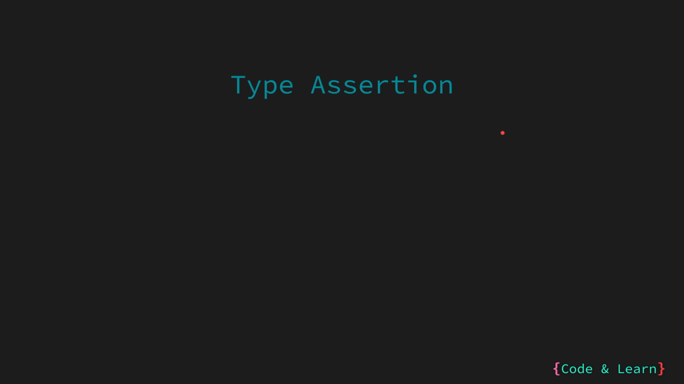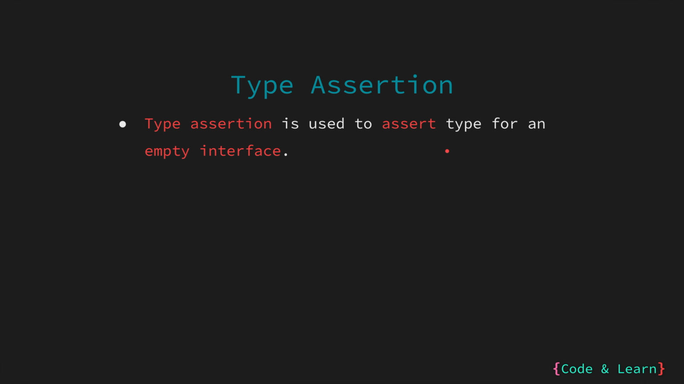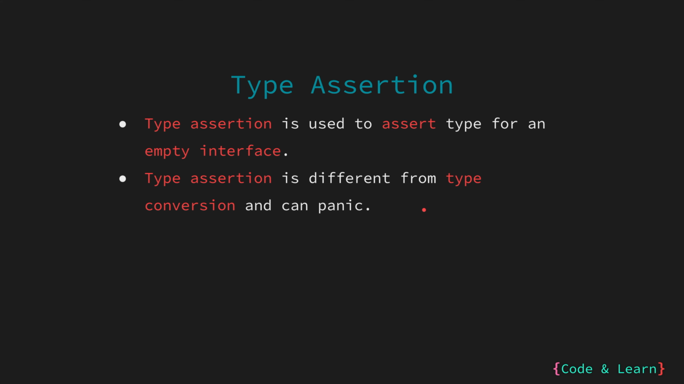So what exactly is a type assertion? Type assertion, as the name suggests, is used to assert type on an empty interface value. Type assertion is different from type conversion. Type conversion is done at compile time, while type assertion is done at runtime. Since type assertion is done at runtime, the code can panic if the assertion is wrong. We will see that we can use the OK idiom to prevent panics or to check if the assertion was correct or false.